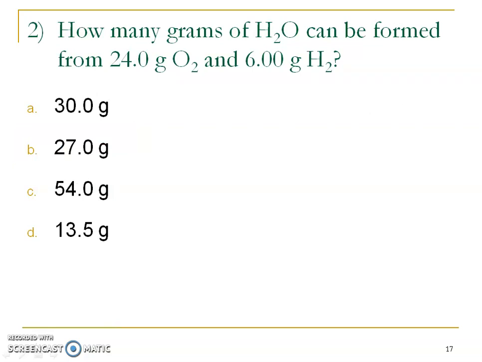Number 2. And again, hopefully this made sense. You've seen this reaction many, many times, right? Hydrogen and oxygen forming water. Again, hopefully you had a balanced equation. You did your stoichiometry problem twice. You found that limiting reactant and then finished the problem to get an answer of B. And again, your number might be slightly different because of rounding.